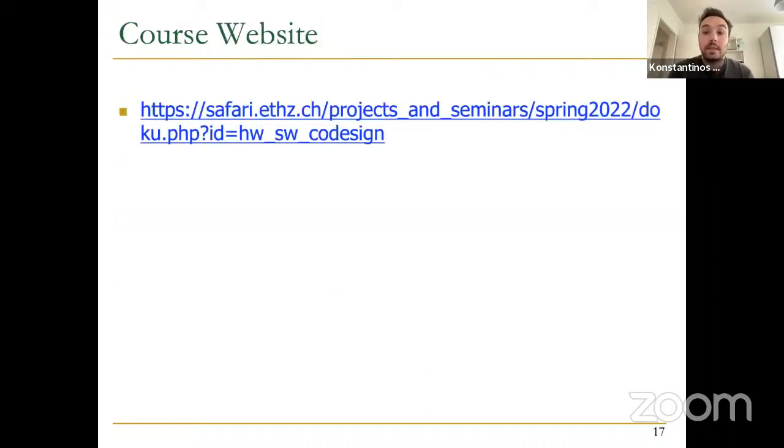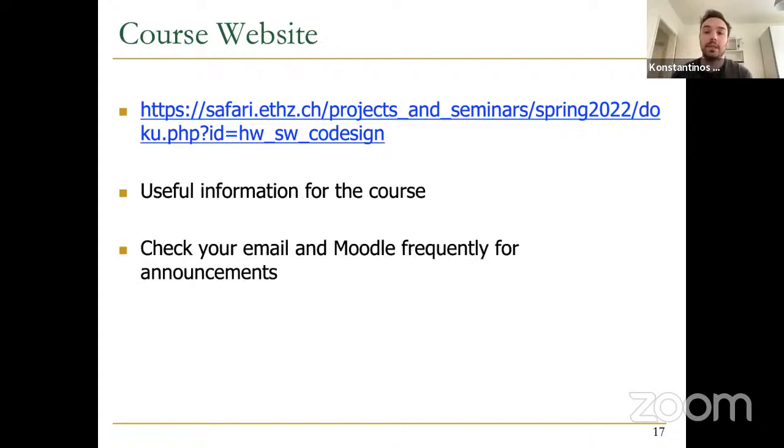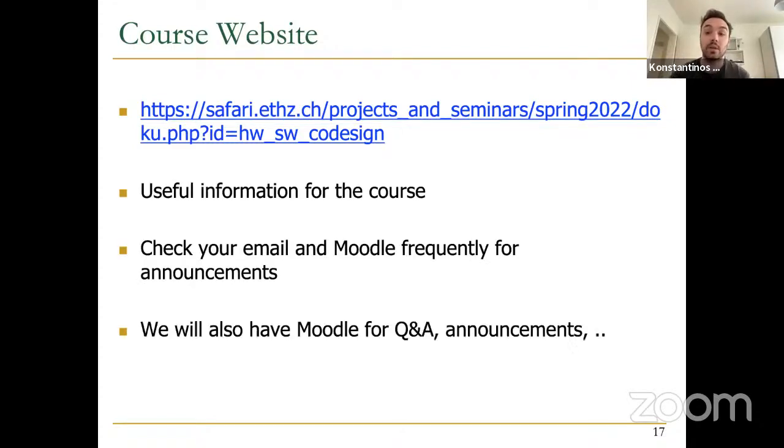So the course website is this one. You can find useful information for the course, and please check your email and Moodle frequently for announcements, as we will also use Moodle for Q&A and announcements. For example, until next week, we will use Moodle for deciding which projects you prefer and would like to select and work on.